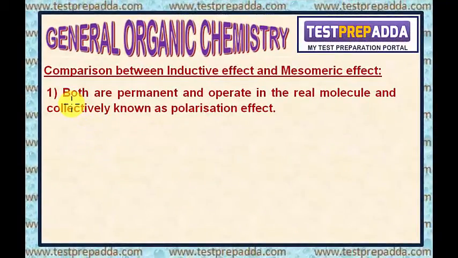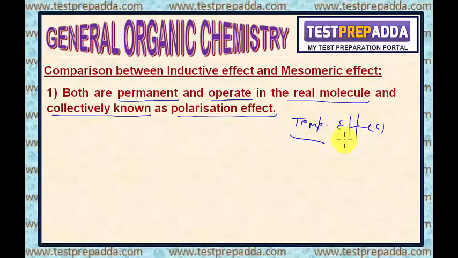Dear students, first important comparison: both inductive effect and mesomeric effect are permanent, and these effects operate in the real molecule and are collectively known as polarization effect. This is important to tell because there are temporary effects also. As we have already talked about inductomeric, there is one more temporary effect, electromeric effect, and these temporary effects arise due to approach of reagent. And those temporary effects are known as what?